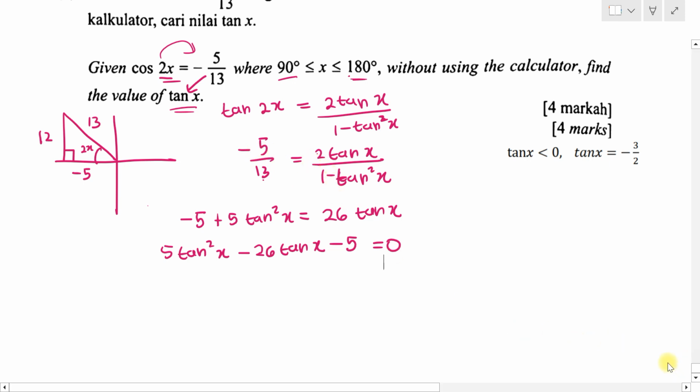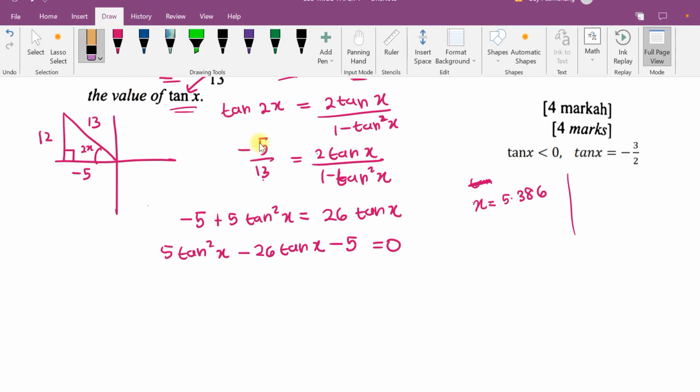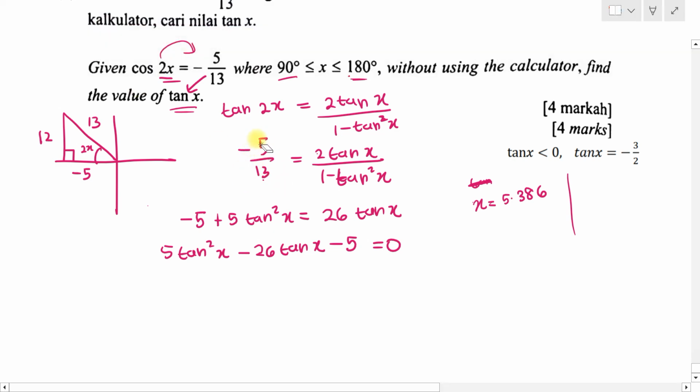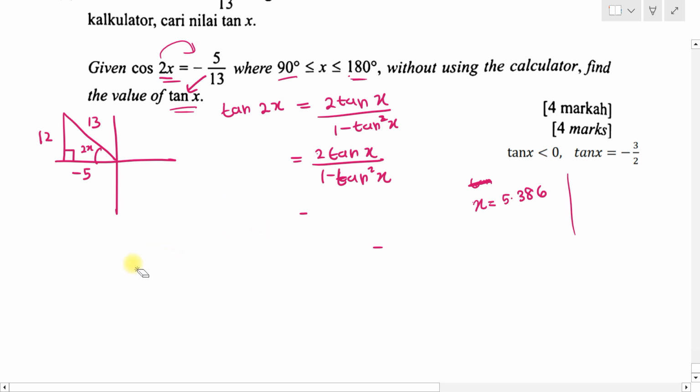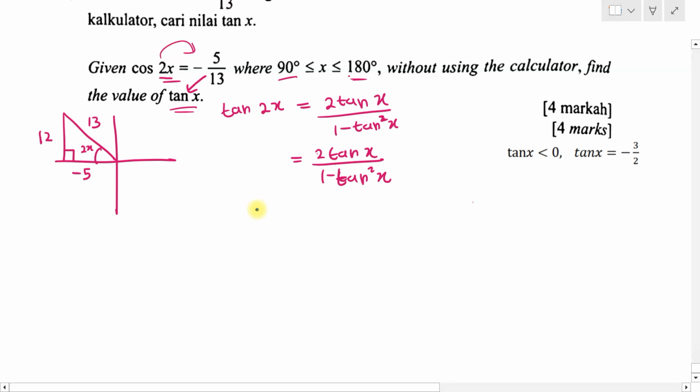Negative 5. Yes, indeed I made a mistake because I used the cos value here. Sorry for the trouble. Okay, this is supposed to be not this. Negative 5 over 13 is for cos. Kita cari tangent kan. Okay, no wonder lah. I cannot factorize. Okay, so let me try to find out tangent first.